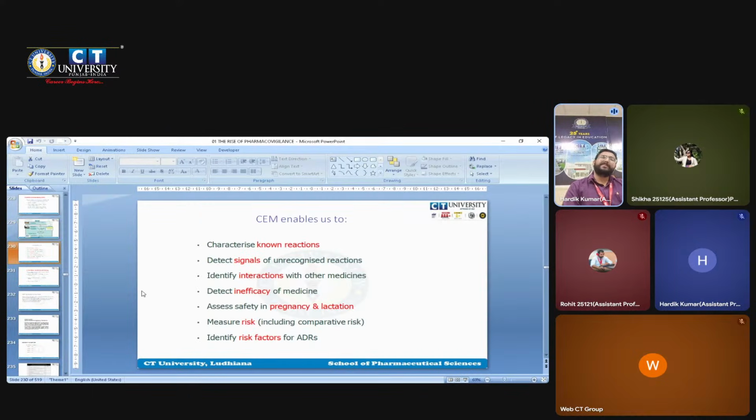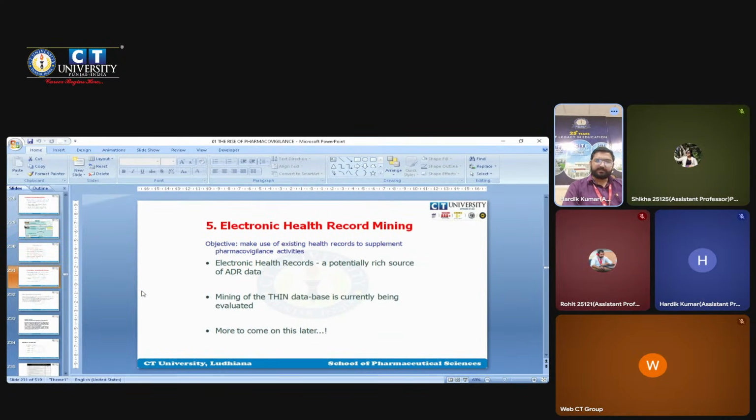So CEM enables us to characterize unknown reactions, detect signals, identify interactions, detect efficacy, and assess safety in pregnancy and lactating women, measure risk, and identify risk factors for ADRs. And the fifth is electronic health record mining, in which the objective is to make use of existing health records to supplement pharmacovigilance activities.